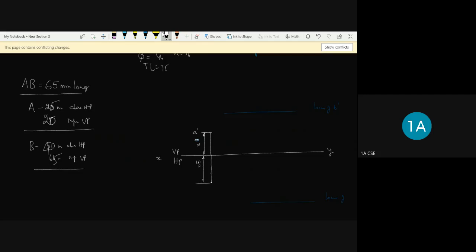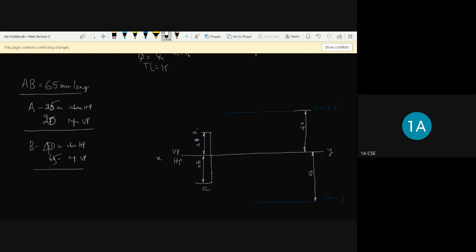This is A. Now, he has mentioned 40 above HP. So 40 above HP means this distance I have taken as 40, and this distance I have taken as 65.